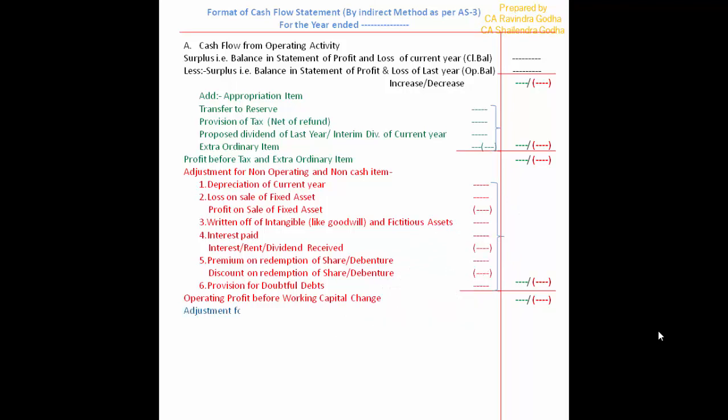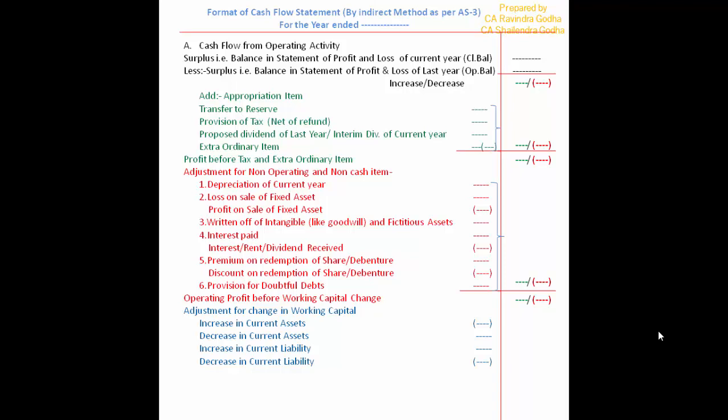Now the third step is adjustment for change in working capital. Working capital means current assets and current liabilities. Increase in current assets is an outflow of cash, so we deduct it here. Decrease in current assets is an inflow, so we add it here. Increase in current liabilities is also an inflow, so we add it here. Decrease in current liabilities is an outflow, so we deduct it here.